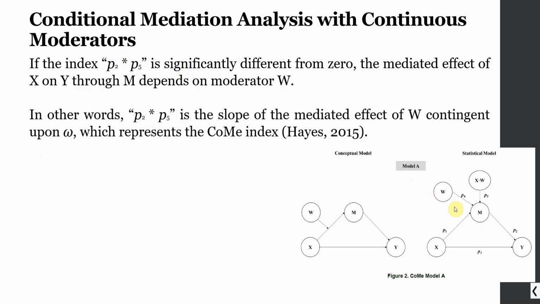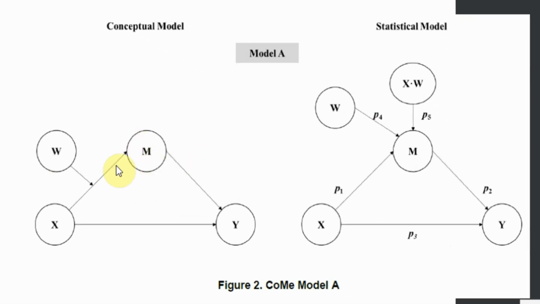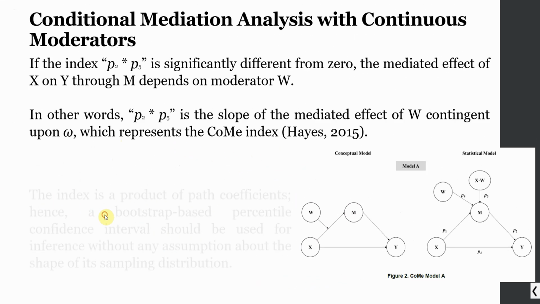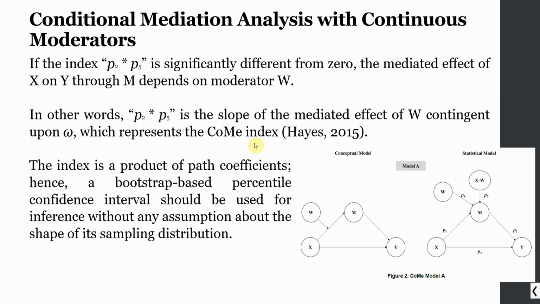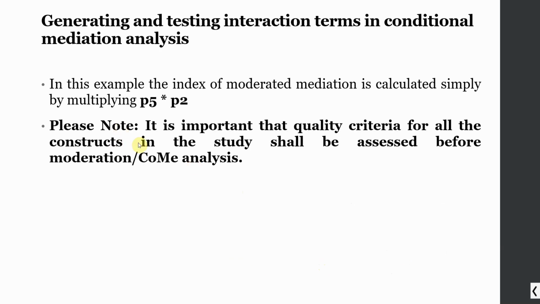Why P2, P5? P5 is your interaction term influencing your mediator, the endogenous variable in the relationship. So P2 times P5 will give you the index of moderated mediation. And if that is significant, then the moderator moderates the indirect relationship of X on Y through M. Please note, it is important that quality criteria, your measurement model, and other structural relationships have been assessed before you do your moderated mediation.